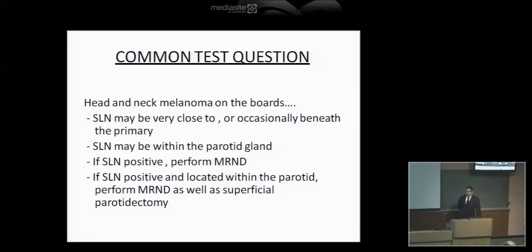The sentinel lymph node, especially in preauricular lesions, can be within the parotid gland itself, in which case a preauricular vertical incision is made and skin flaps are raised to locate it within the substance of the parotid gland. In head and neck melanomas, if a sentinel lymph node is positive, then they should undergo a modified radical neck dissection on that side. And the last and a pretty important question, which I've seen on the CSAP as well, is if the sentinel lymph node is positive and is located within the parotid, what should be the treatment? The treatment should be a modified radical neck dissection on that side, but these patients should also undergo a superficial parotidectomy at the same time.